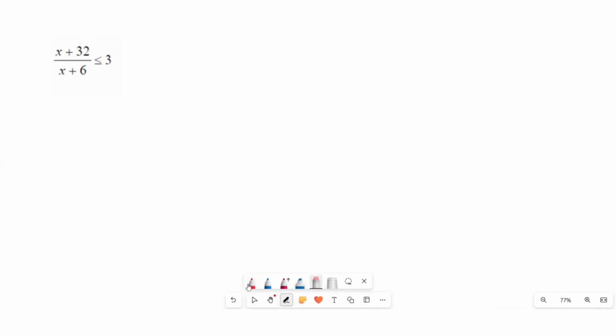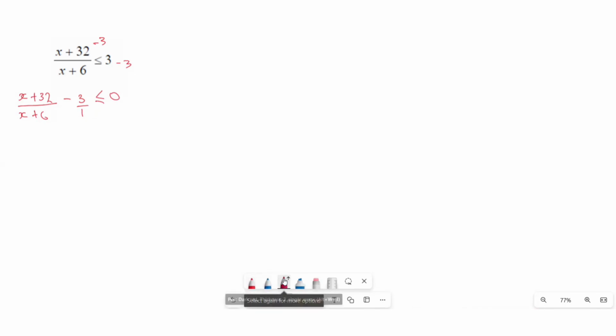So what we're going to do is start by subtracting 3 from both sides, right? If I do that, I'm going to have (x + 32) over (x + 6) minus 3, and this is less than or equal to 0. Now, I'm going to put this over 1. The reason I'm doing this is we're going to make an effort to have this written as a single fraction. So I do have two fractions now.